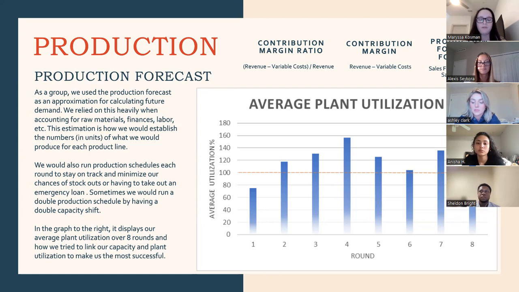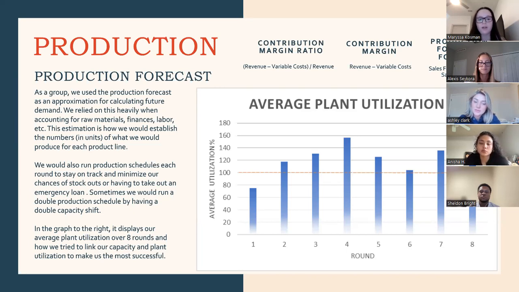A couple of the formulas that we used to be successful were our contribution margin ratio, which is revenue minus variable costs divided by revenue. The next formula is contribution margin, which is revenue minus variable costs. And the third is the production forecast formula, which is sales forecast plus 20% of the sales forecast.